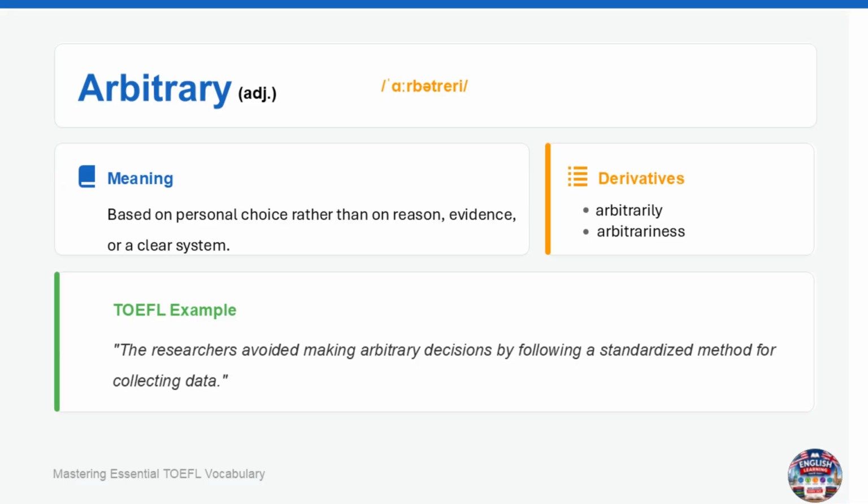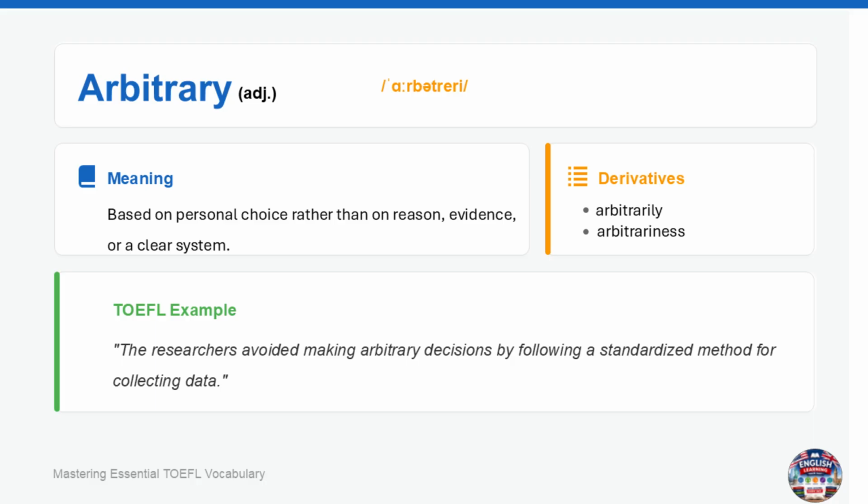Listen carefully. Arbitrary. Very good. Arbitrary means based on personal choice rather than on reason, evidence, or a clear system. So an arbitrary decision isn't supported by facts? That's right. Now listen to the example.